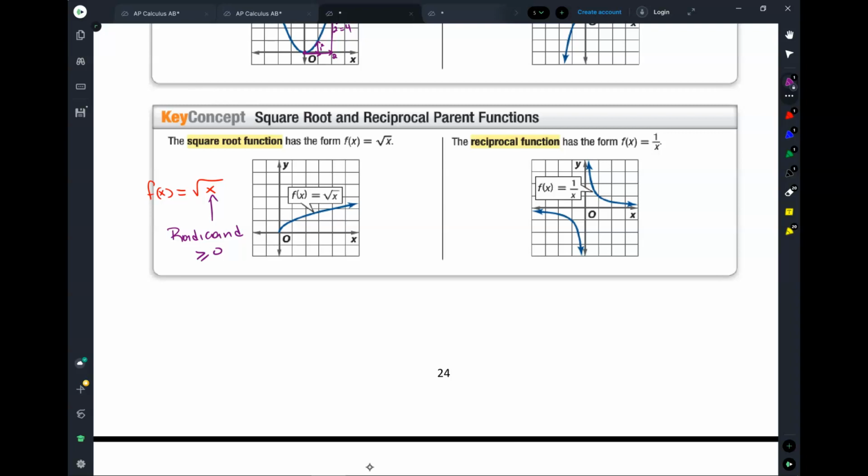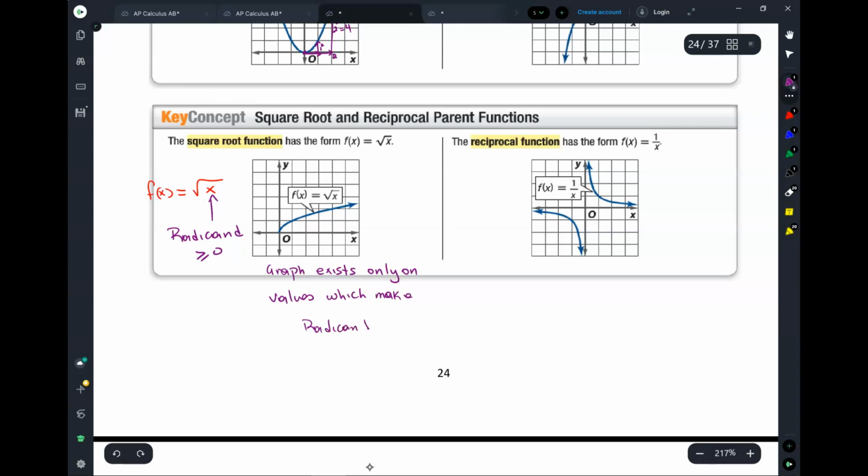Right. So the graph exists only over the values which make the radicand greater than or equal to 0.